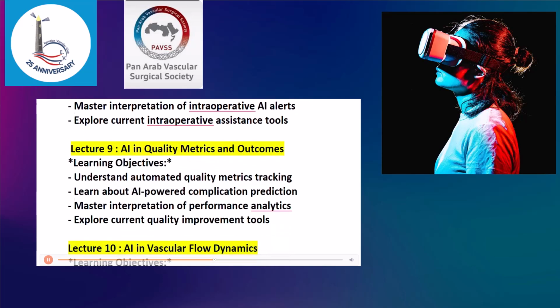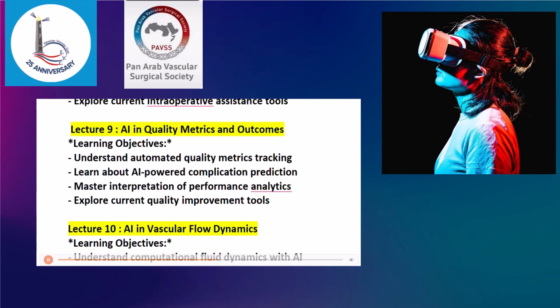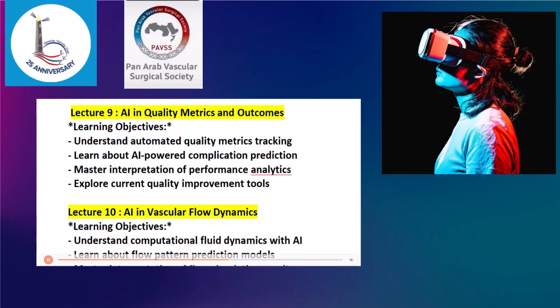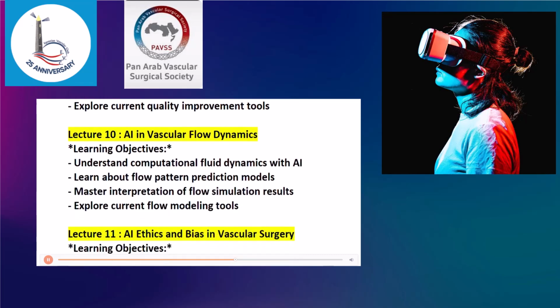We're going to discuss AI in quality metrics and outcomes, and understand what quality metric tracking means, and how to interpret performance analytics, how each AI model can be analyzed, how it has reasoning activity, and how to compare different AIs with different reasoning activities. Lecture number 10, AI in vascular flow dynamics.